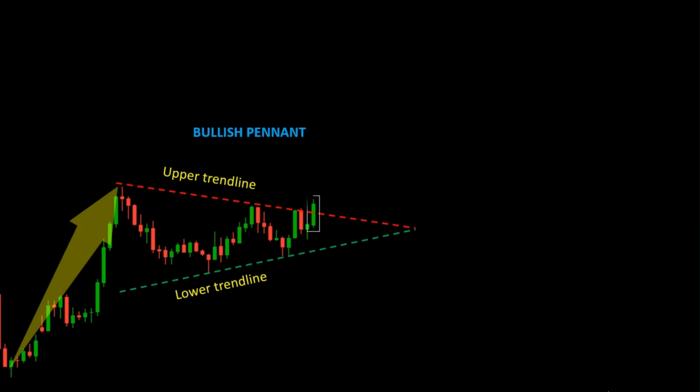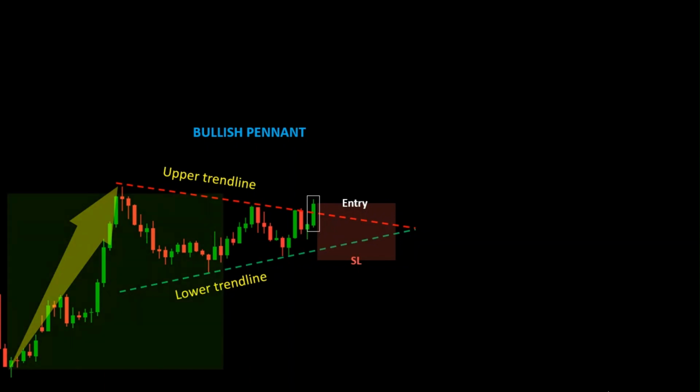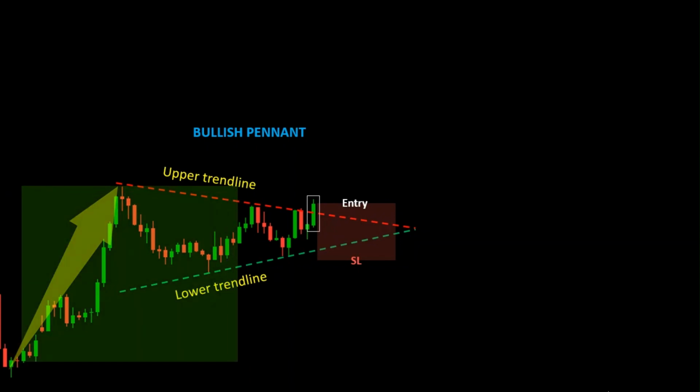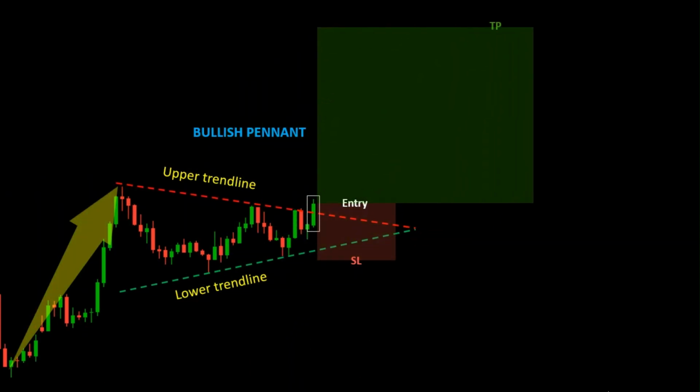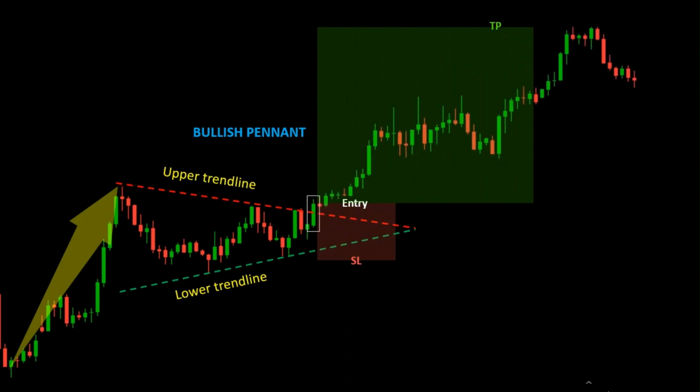We wait for the price to break above the upper trend line of the pennant to confirm a potential continuation of the bullish move. The breakout is considered valid once a candle closes decisively above the upper trend line, ideally supported by increased trading volume, which adds strength to the signal. This breakout presents a potential entry point for a buy position, as it indicates a high probability that the uptrend will continue. Place your stop loss just below the recent swing low within the pennant, and to set your take profit, measure the height of the flagpole and project that distance upward from the breakout point.